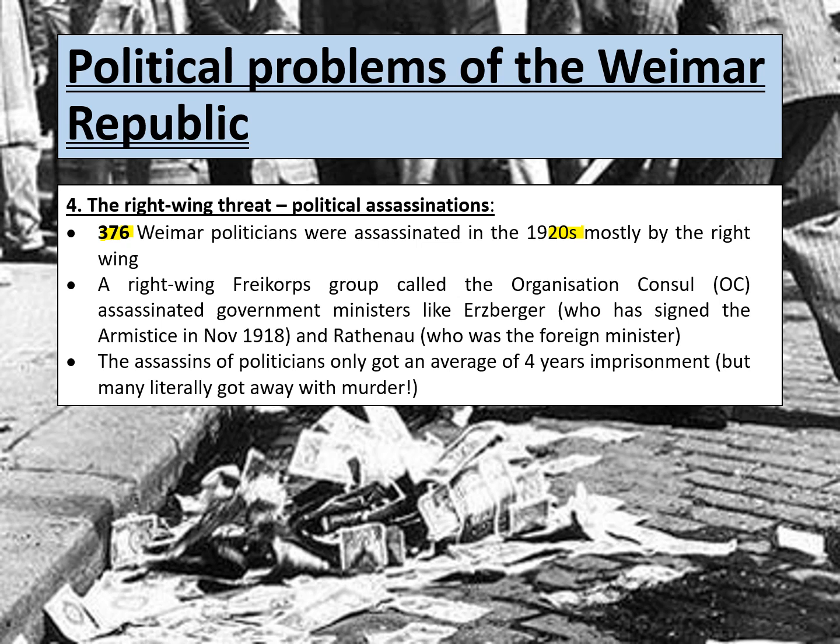But instead, the assassins of politicians only on average got about 4 years imprisonment. Some people literally got away with murder. People didn't get any punishment whatsoever. And of course, what this tells us is that the Weimar Republic was essentially struggling with a legal system that was embedded with right-wing supporters who were allowing right-wingers to get away with murder, whereas if it was a left-wing rebel, they would not have got away with this.